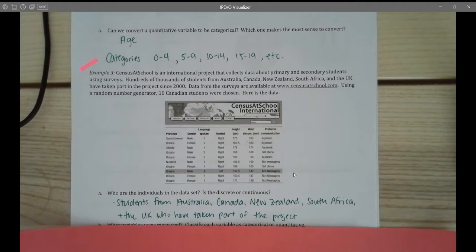And then the question of is it discrete or continuous is going to depend on which variable we're looking at. So let's answer that question after we look at part B. Okay, so which variables were measured? Classify each variable as categorical or quantitative. Again, go ahead and do that. Pause the video and write those down.